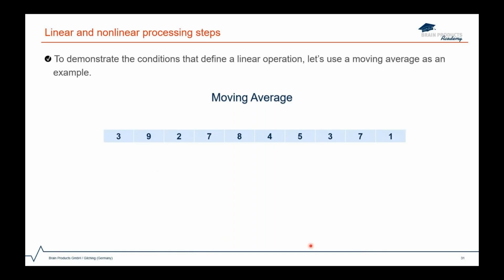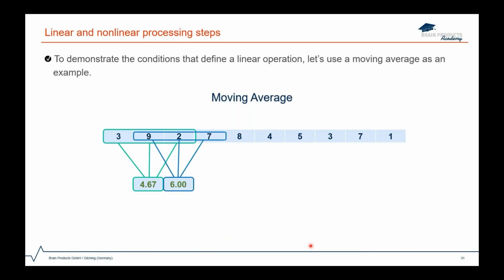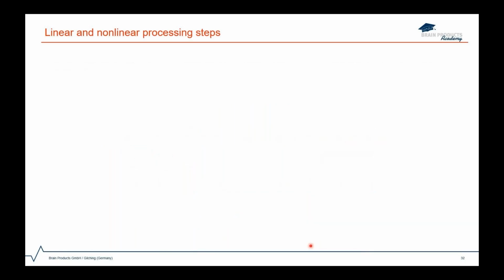So what a moving average does is that from a series of numbers, it takes a window, and within that window, it will calculate the average of the numbers. Then it will move by one step and calculate the average again, and so on until it generates an entire new number series made of averages of the previous number series. So now we can use this operation on sine waves to exemplify linear processing steps.